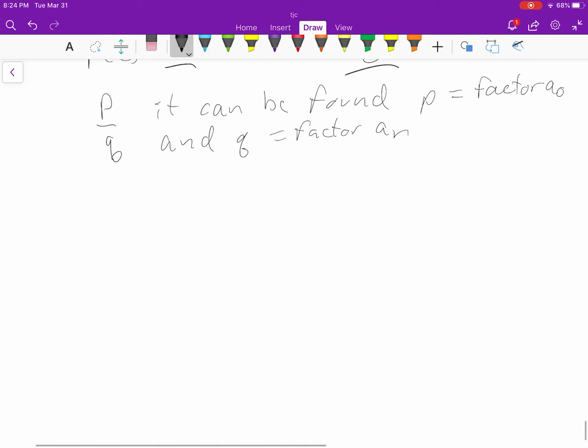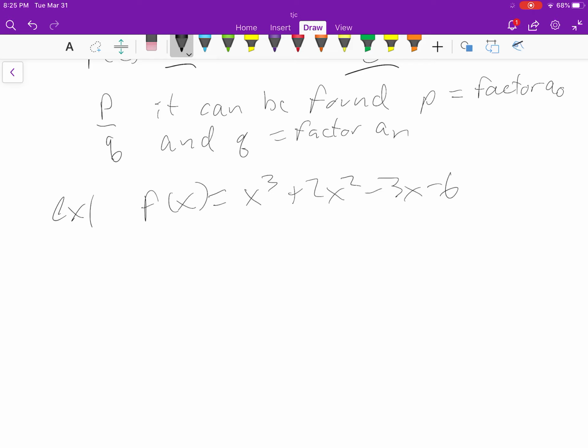So an example, example 1. Let's say we want to figure out all possible rational zeros of the function f of x equals x cubed plus 2x squared minus 3x minus 6. Now, I know in this one we could factor this directly. This is one of those special cases that we could do factor by grouping on this and work it out.